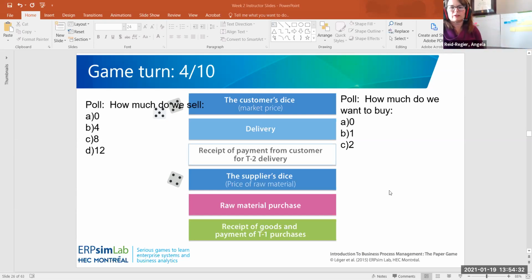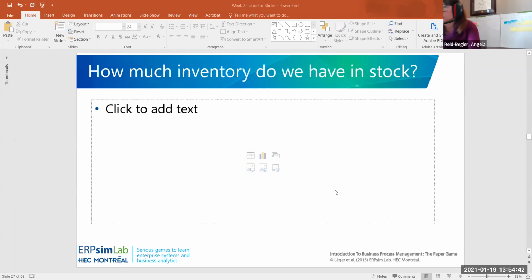Okay, so that's the end of turn 4. So we've done all our buying and selling and paying and collecting. So at this point in time, do you know how much inventory you have on hand?